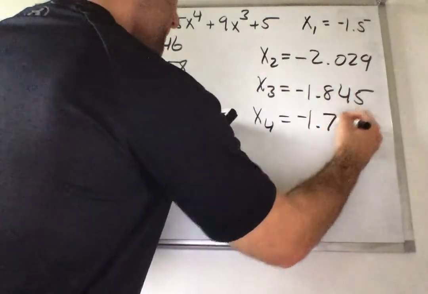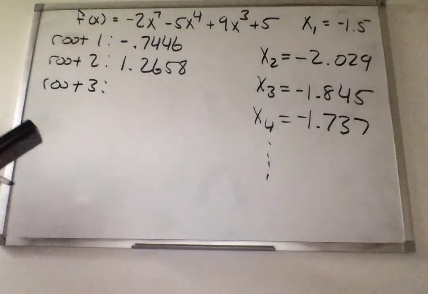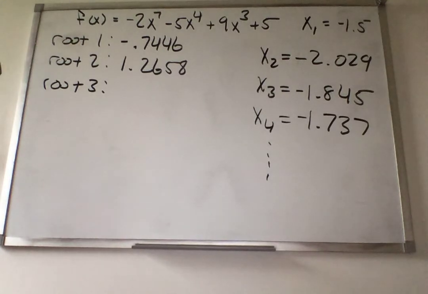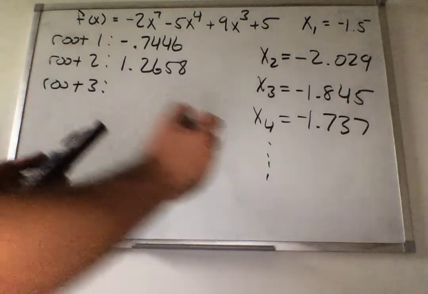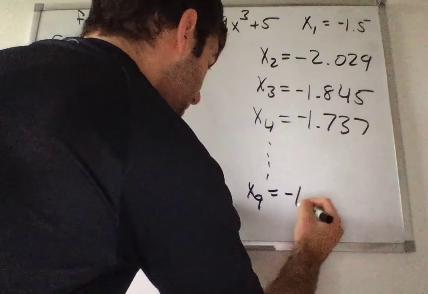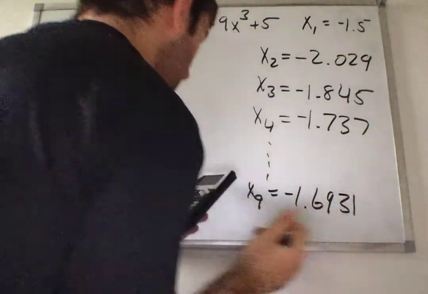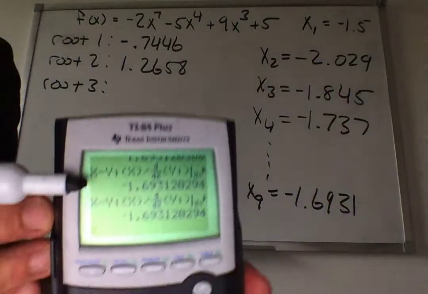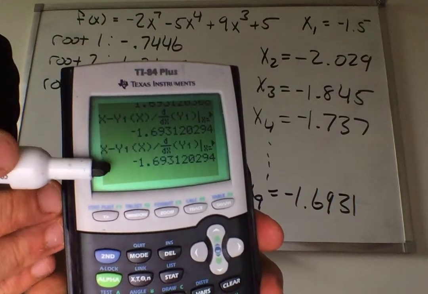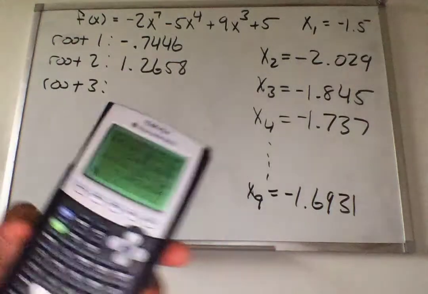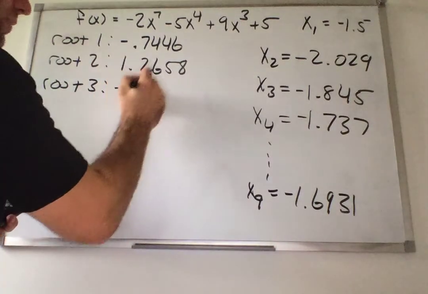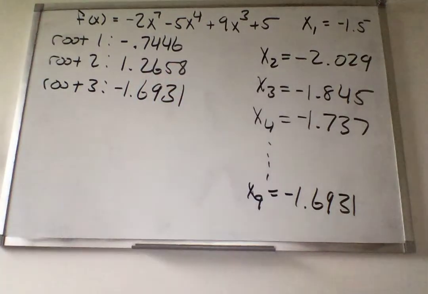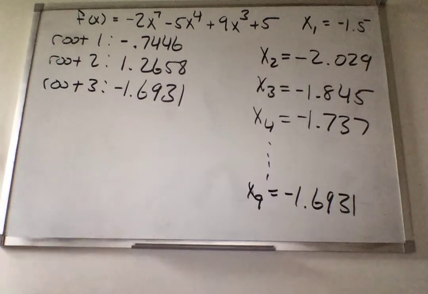x4 is negative 1.737. Let's see, 5th iteration, 6th iteration, 7th iteration, 8, 9. After the 9th iteration, it stops changing. So if you compare the 8th and the 9th iteration, they're exactly the same. So we just found the third root, negative 1.6931. So now you could keep repeating this process over and over until you find all of the roots.